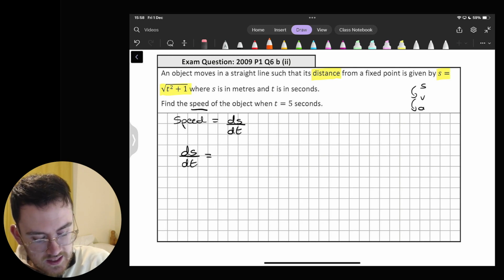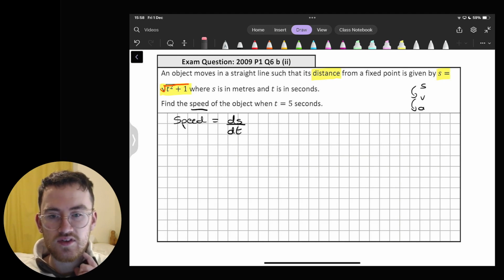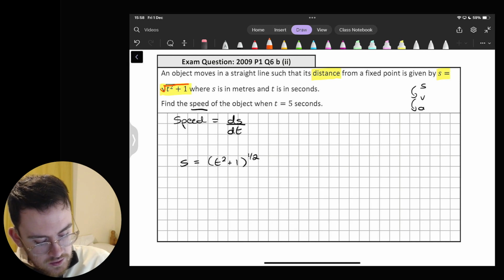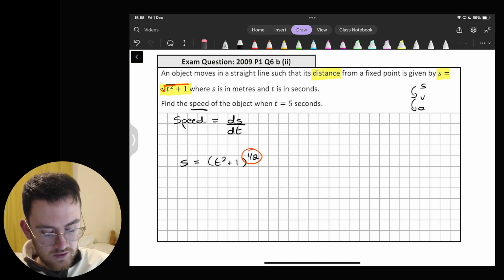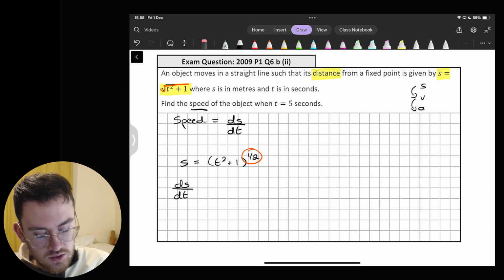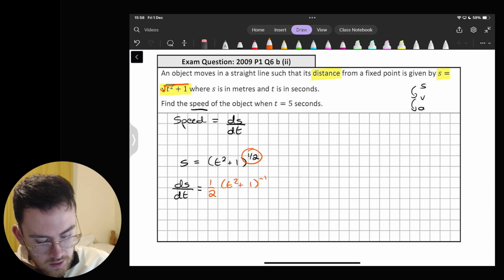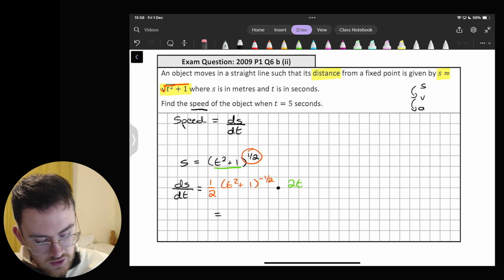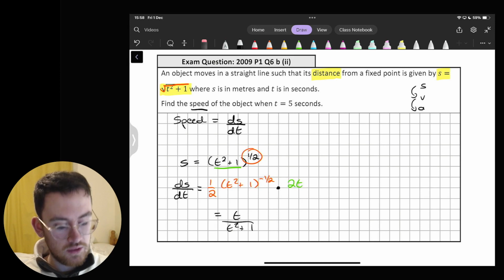If I'm differentiating this, I need to be careful of the fact that it has a square root, and I need to get the derivative of the part under the square root also. So I'm going to first write out the function again, using the power of a half instead of the square root, just so I can keep that clear for myself. Differentiating that, I multiply by that power, keep what's inside the bracket, reduce the power by 1, so we're using the chain rule here, and then multiply by the derivative of the part inside the bracket, 2t, giving me an overall answer of t over the square root of t squared plus 1.